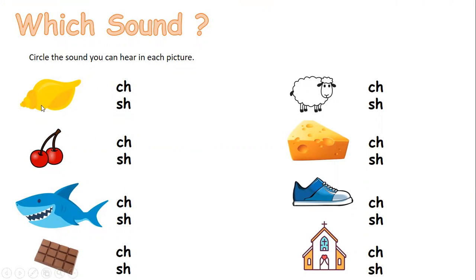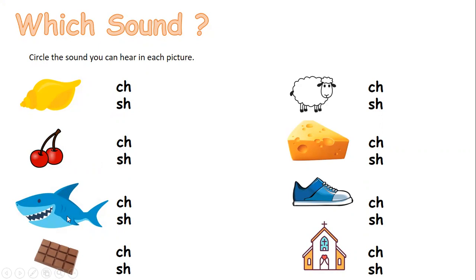Like, what is this? This is a shell. So it starts with the sound sh. So you will circle here this sh sound. Okay. And what is this? Cherry. So what is the first sound? Ch. So you will circle ch here. Ch makes ch, sh makes sh. So you will circle ch.